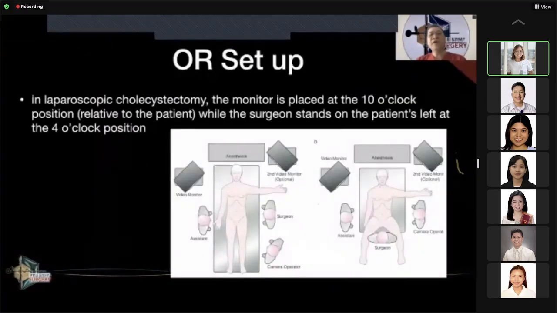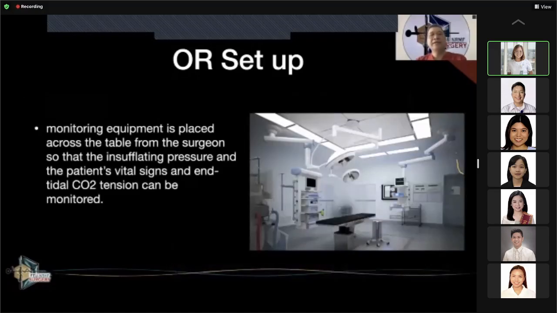This is the OR setup. So the surgeon stands opposite the image, opposite the organ that is being removed. Beside him is the cameraman and the assistant on the opposite side. This is the ideal operating theater in which all the equipment needed, the tower, are being hung over the ceiling. So there's no clutter around the floor, so the surgeon can go around left side, right side, depending on the type of procedure that is being done.